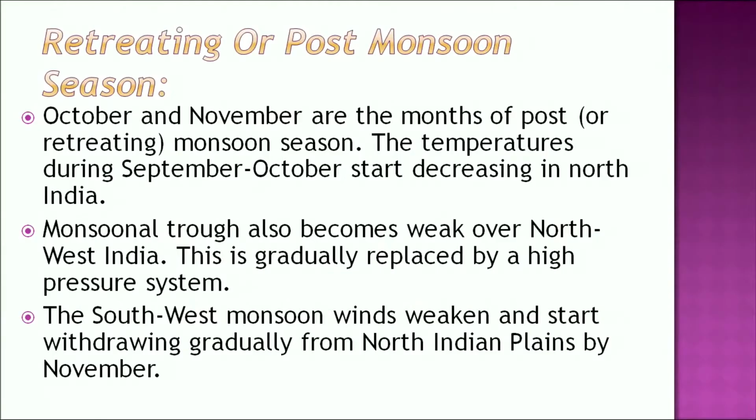Now, what does the retreating or post-monsoon season look like? These are the months between October and November, the months of post or retreating monsoon season. The temperatures during September and October start decreasing in North India. The monsoonal trough also becomes weak over northwest India. This is gradually replaced by a high pressure system. The southwest monsoon winds weaken and start withdrawing gradually from North Indian plains by November.